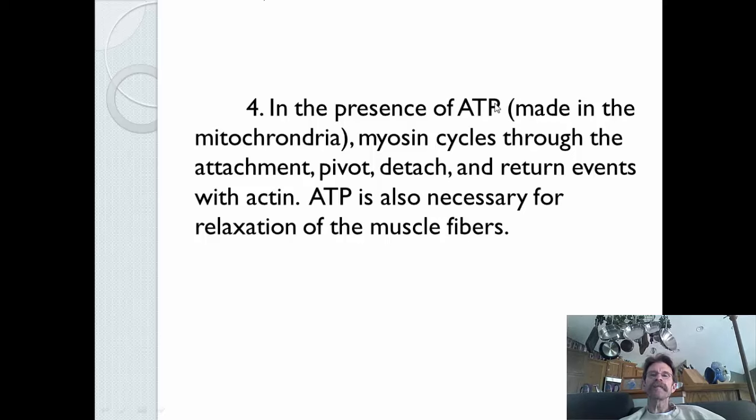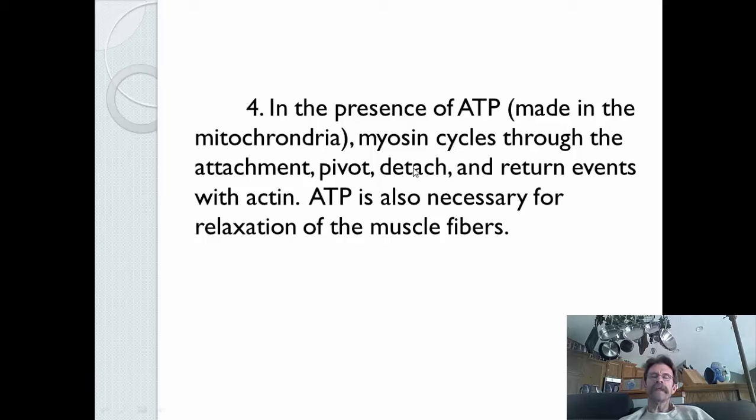Then, in the presence of ATP, which is the energy needed and is made in the mitochondria in the sarcoplasm, the myosin can cycle through the attachment. It's going to attach its heads to the actin. Technically, it pivots and pulls the actin in, causing the contraction or shortening of that sarcomere, which happens along the entire muscle fiber. So that entire muscle fiber then shortens, and a number of these muscle fibers do that same thing, and so the muscle shortens. So I hope that makes sense.